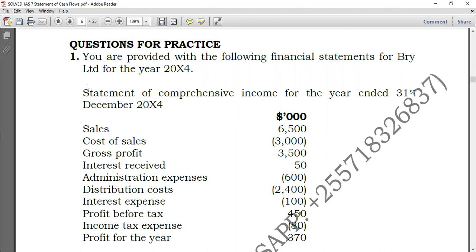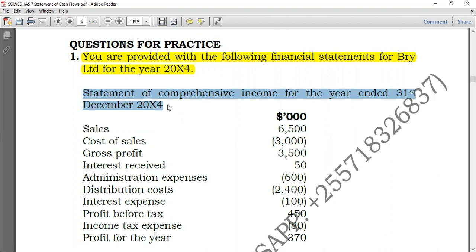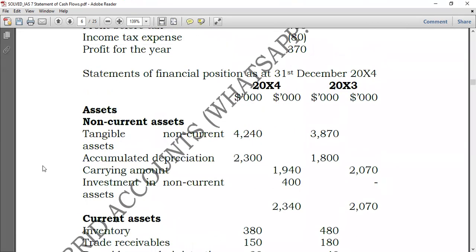All right. So you are told here you're provided with the following financial statements for Briar Limited for the year 20x4. Then you are given the statement of comprehensive income for the year ended 31st December 2024. This is the income statement that I told you you must be provided with. And then we have the statement of financial position at 31st December 2024.